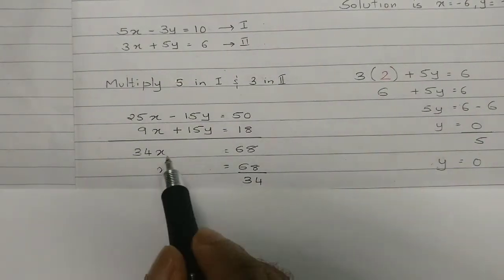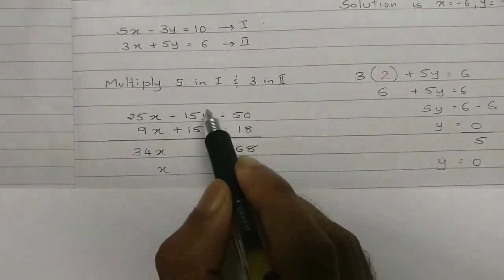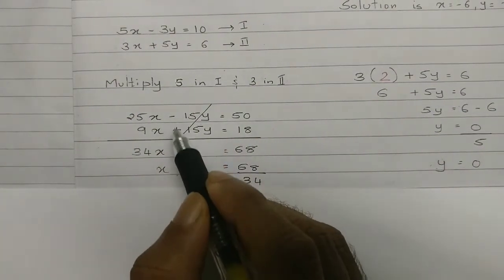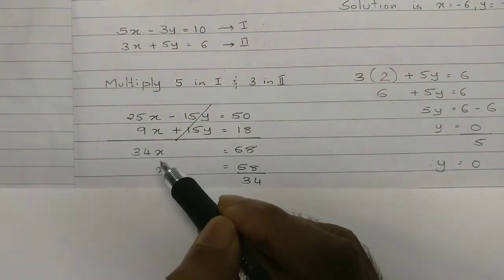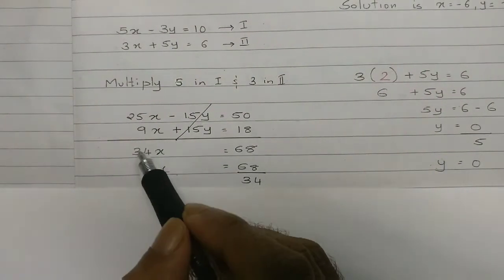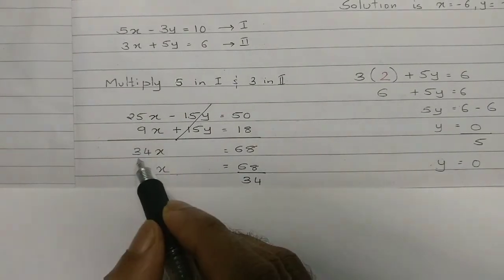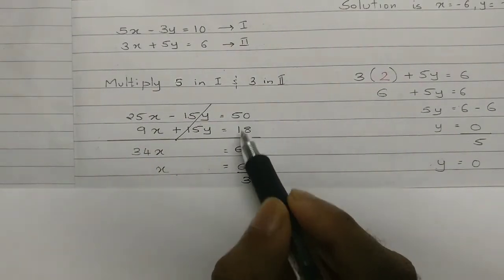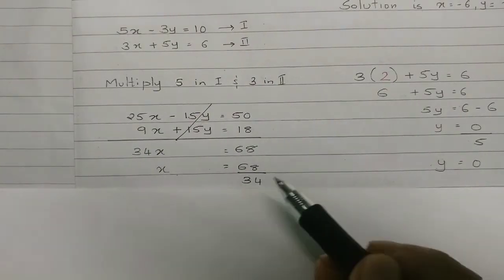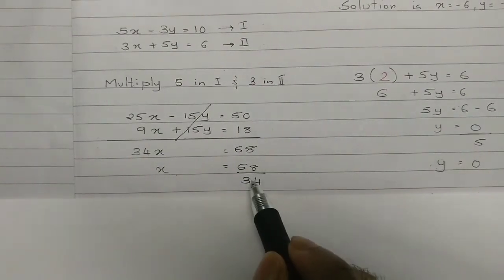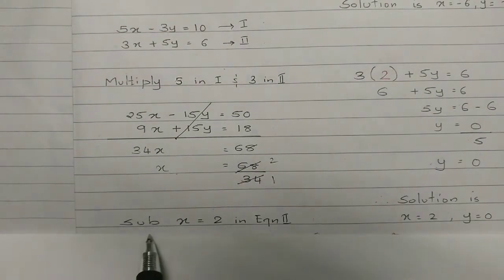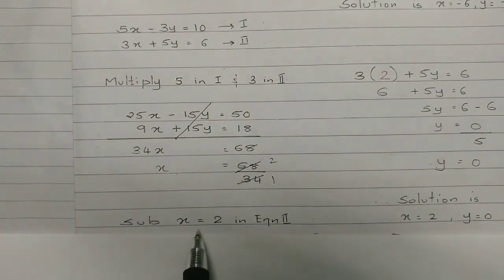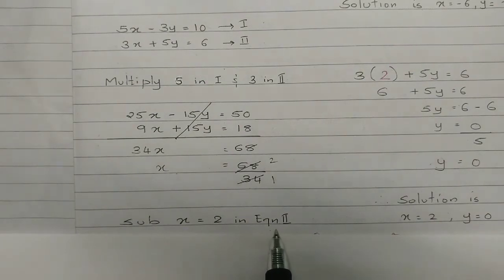So this would become, all I have to do now is this will get cancelled because they are different signs, same terms. Okay, 15 chocolates given, 15 chocolates taken. So this would become 25 plus 9 becomes 34x, and adding this will become 68, and 34 divided by 68. So 34 ones are 34, 34 twos are 68. So I substitute x is equal to 2 in equation 2.